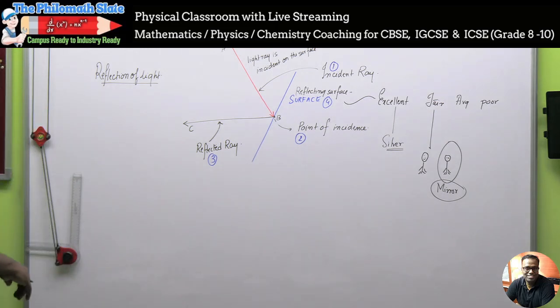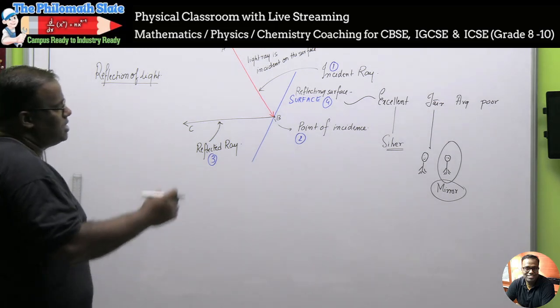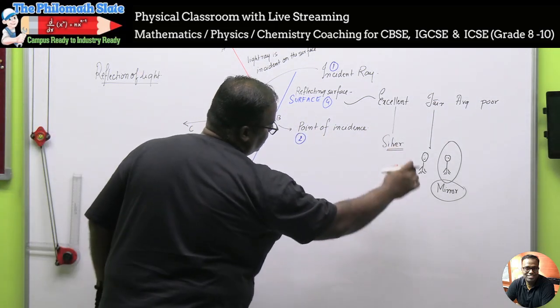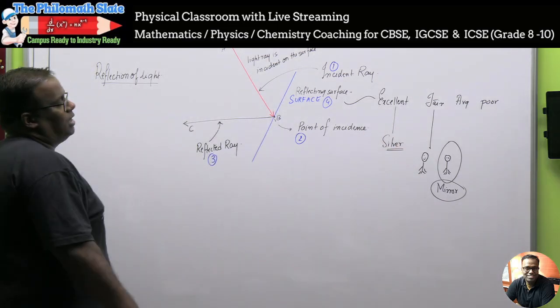आइए, so what did we learn from here? The best reflecting surface is silver, and then the fair and everything comes as mirror.